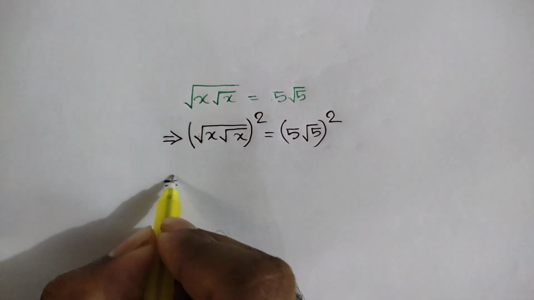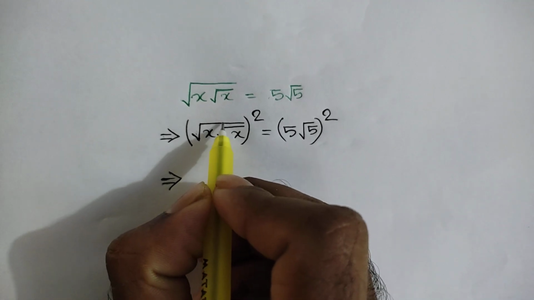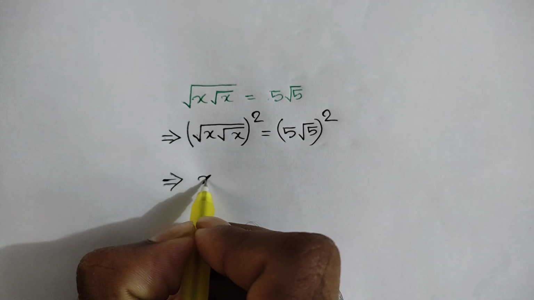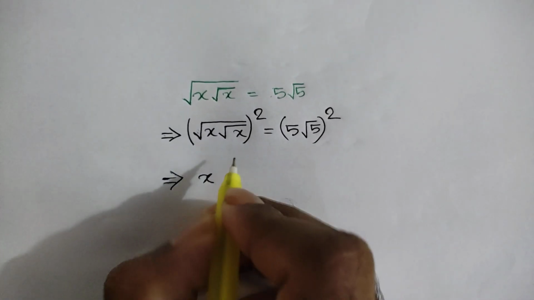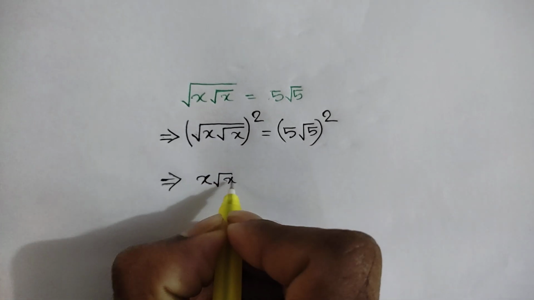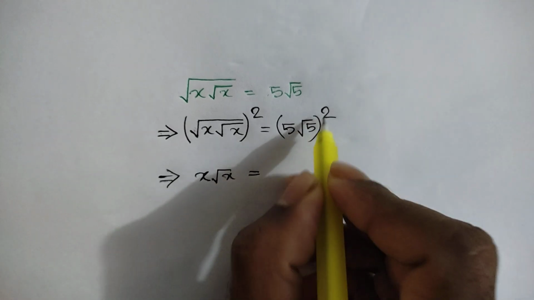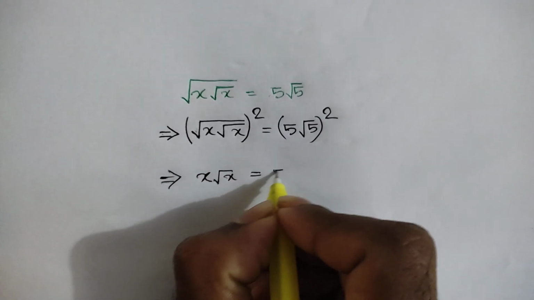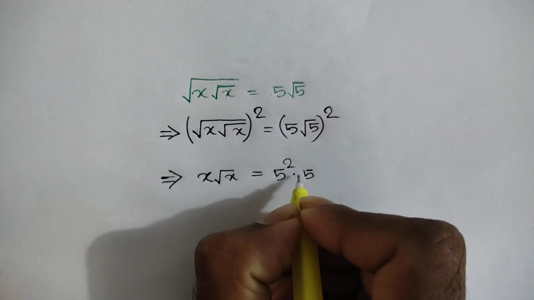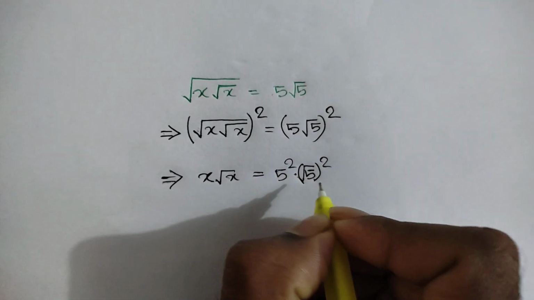This square cancels out this square root, so it will remain x root x is equal to 5 square times root 5 square.